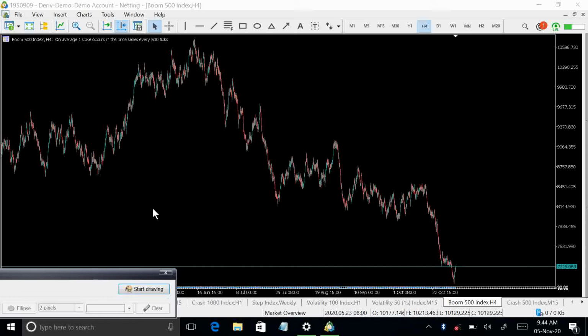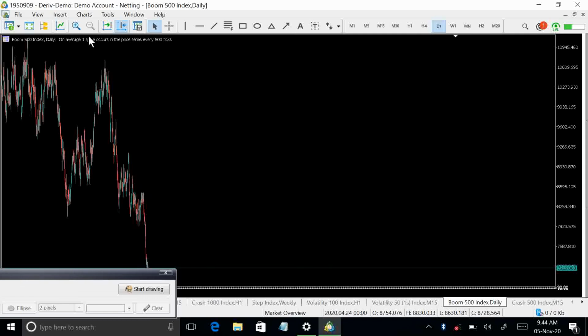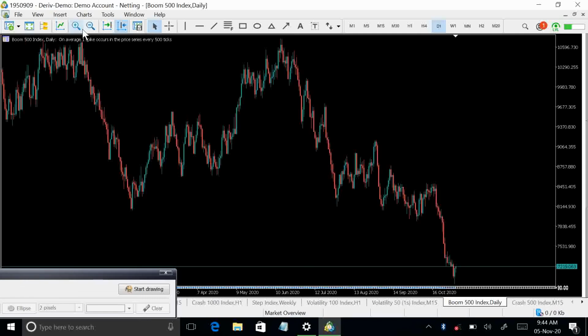Now, drawing a support and resistance level is a very important technique that all traders need to learn. That is my own view of things. So I'm going to teach you the way I draw my own support and resistance levels, so you can apply it to your own trading if you feel it's comfortable for you. I start from the daily time frame because I love to hold trades for at least hours, unless I want to scalp. So on the daily time frame, this is Boom 500.